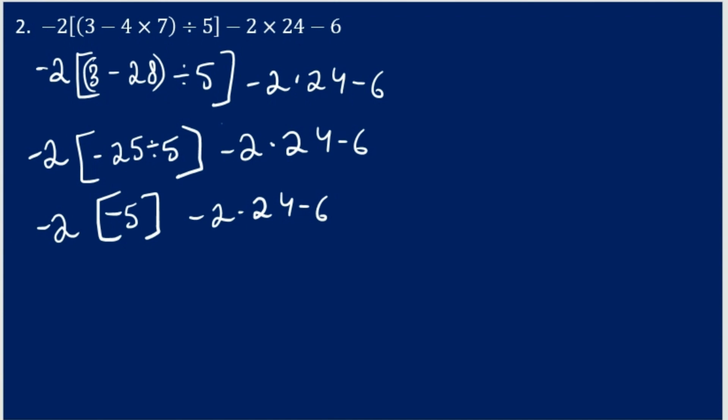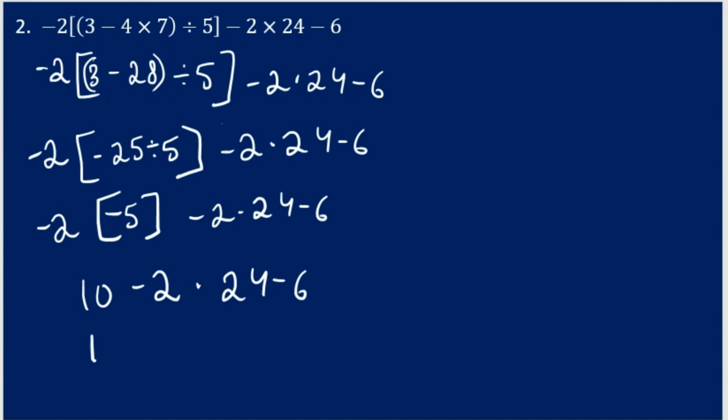And now what do we do? 10 minus 2 times 24 minus 6. How did you get 10? We multiplied negative 2 times negative 5. Yes, so negative times negative is positive, and then 2 times 5 is 10. So we got 10. Now what do we do?